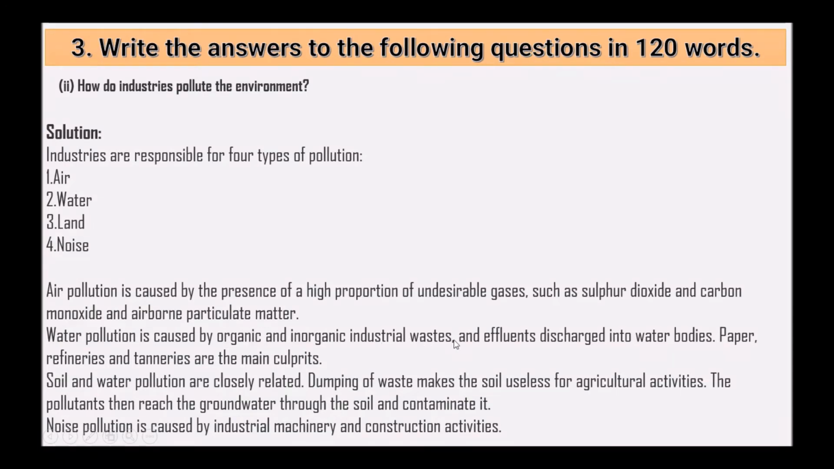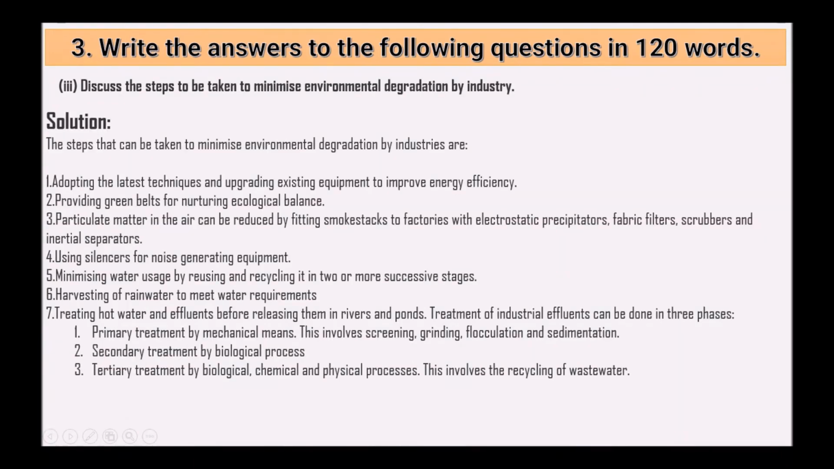Water pollution is caused by organic and inorganic industrial wastes and effluents discharged into water bodies. Paper refineries and tanneries are the main culprits. Soil and water pollution are closely related. Dumping of waste makes the soil useless for agricultural activities. The pollutants then reach the groundwater through the soil and contaminate it. Noise pollution is caused by industrial machinery and construction activities.